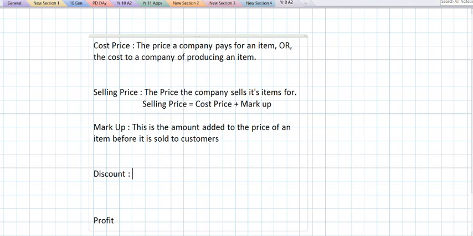And why do they do it? Why do they decrease the selling price? To get rid of stock. Or to get more customers. Well done. Both answers. So the amount, or we should say original selling price.